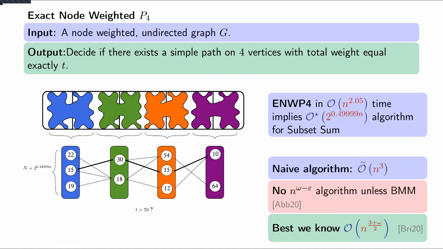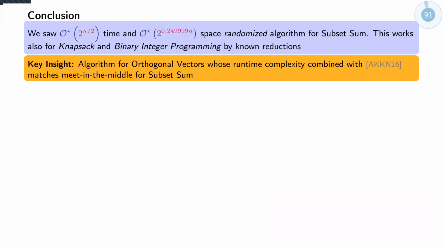The best algorithm we know is by Karol, who gave an algorithm that runs in 2.69 time with the bound. It would be nice if someone could prove some lower bound on this exact node-weighted four-path algorithm, or break Brinkman's algorithm. If you could get an omega time algorithm, it would be amazing. It would mean that you can break meet in the middle for subset sum when omega is equal to 2.